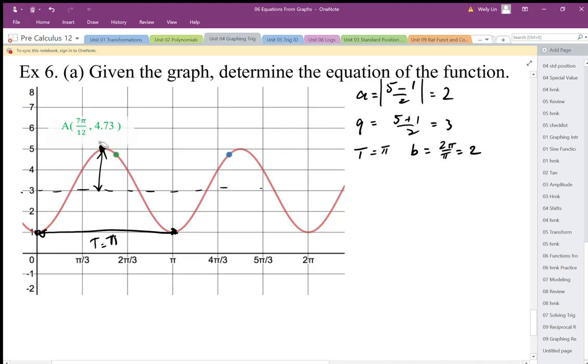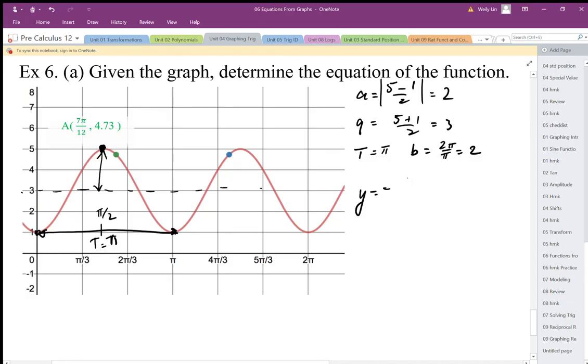Or we can use that coordinate here of 7 pi over 12. Oh, actually, that's not 7 pi over 12, is it? That coordinate is going to be pi over 2. Okay, it's going to be halfway in between. But I'm actually going to use a negative cosine graph and just say the shift is 0.